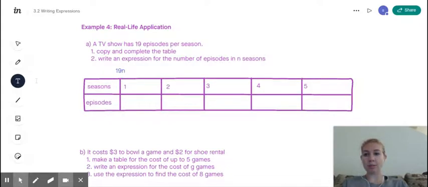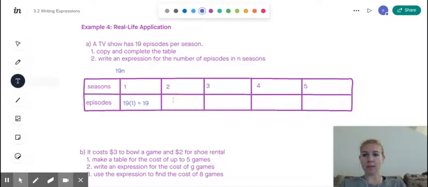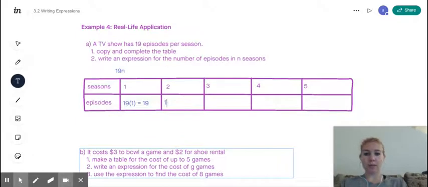Okay, so let's fill out this table and use the expression that we came up with. So 19 episodes. And then how many seasons? Well, season 1, so it'd be 19 times 1. And remember, if I replaced 1 with the N, I'm going to put parentheses around the 1 so that we know we're multiplying. And 19 times 1, well, that's 19. Okay, let's find out how many episodes after 2 seasons. So there's 19 episodes in each season times 2 for 2 seasons, and that would be 38.